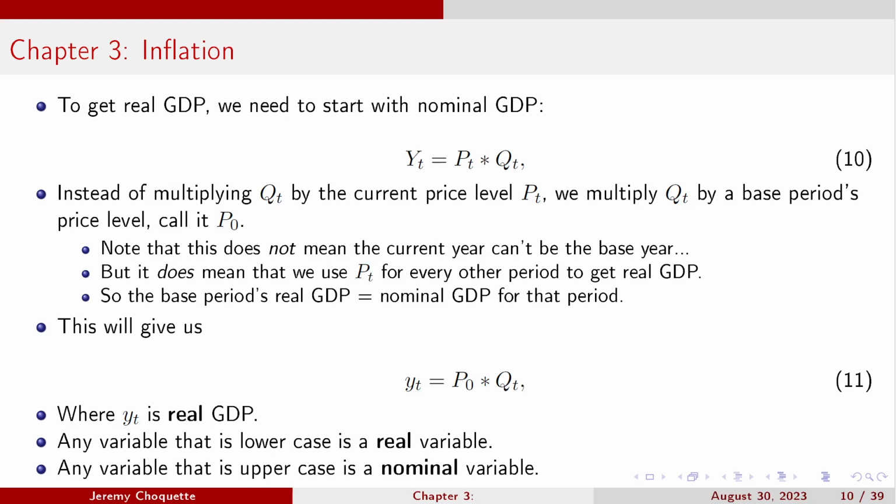Now, that doesn't mean that the current year can't be the base year, but what it does mean is that we're going to be using that base year for every other period to get real GDP. So the base period's real GDP is equal to nominal GDP for that period. So if that's the case, right, we would have PT times QT, or P sub 0 times QT, right?